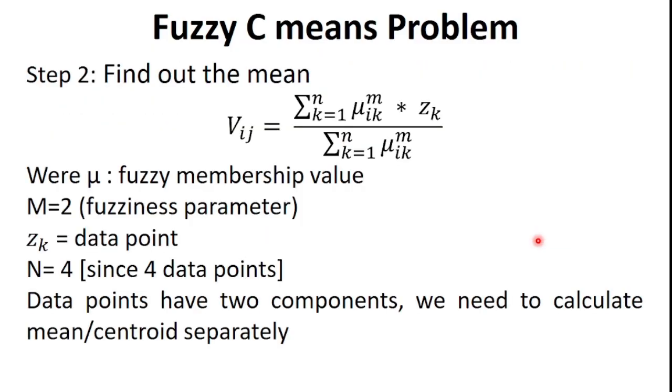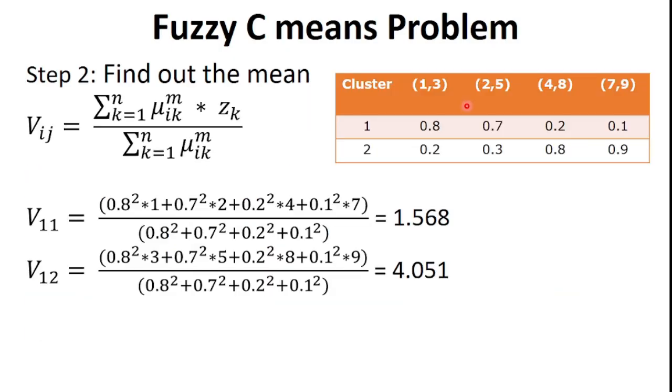In step number 2 we are going to find the mean with the help of an equation Vij, which is equal to the sum of k equal to 1 to n, where n is the number of data points, in this case 4. We have only 4 data points. It is mu ik power m into zk, divided by the sum of k equal to 1 to n of mu ik power m. This mu ik is nothing but the membership value and m is the fuzziness parameter. In this case we are going to use it as 2 for our easy purpose, and zk indicates each individual data point.